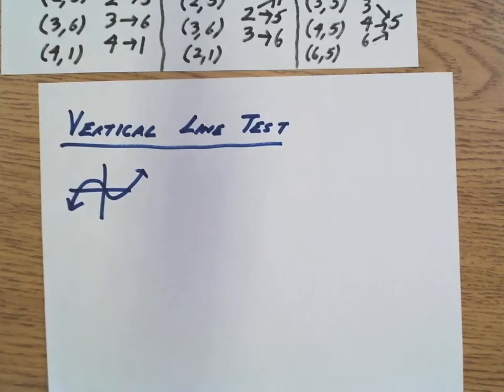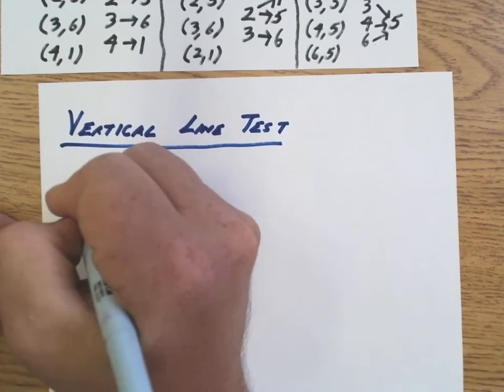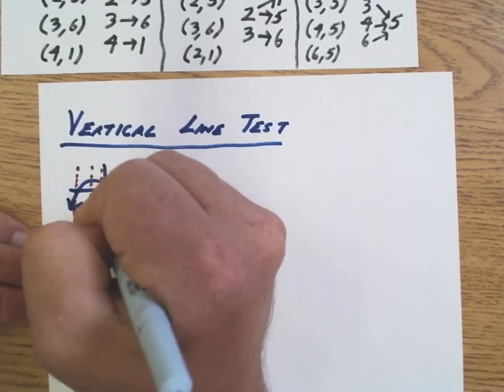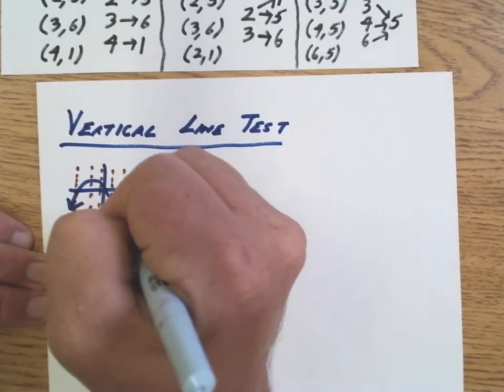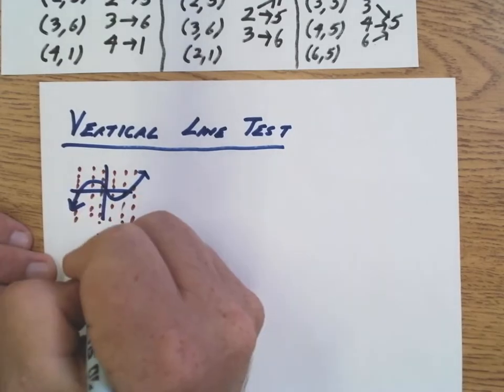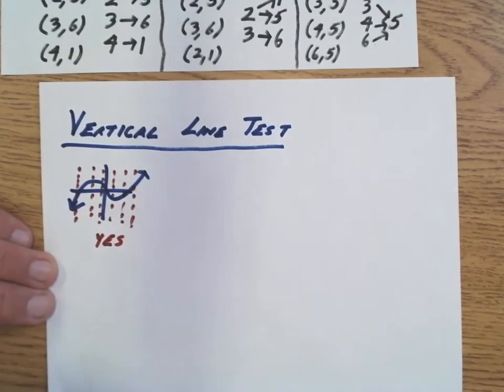Okay, just like so. Now what I'm going to do is put a vertical line through this. If I put any vertical line through this graph, notice each vertical line crosses the graph once and only once. This is a function by the vertical line test.